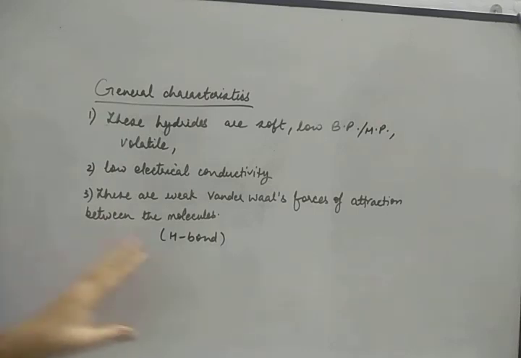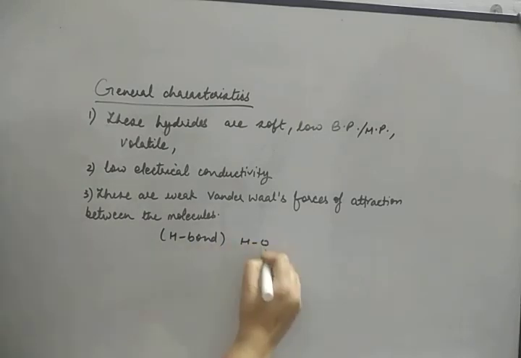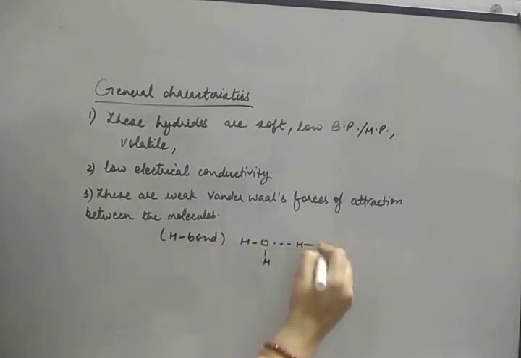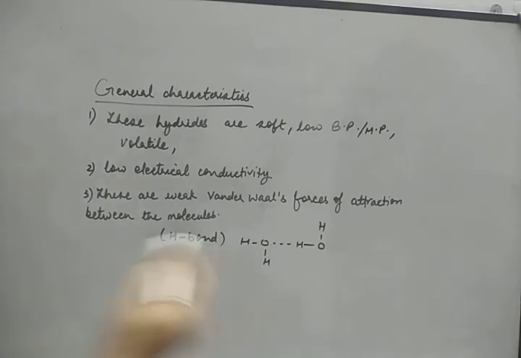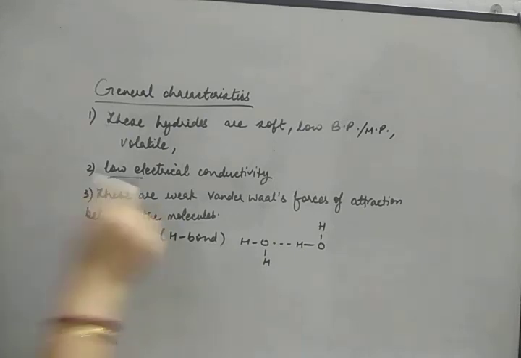And this van der Waals force of attraction is sometimes known as hydrogen bonding. Suppose I have water. So water makes intermolecular hydrogen bonding. So hydrogen bond is also a type of van der Waals force only. And since they have covalent bonding, no ions are there, so these have low electrical conductivity. So this is all about the second type of hydride.